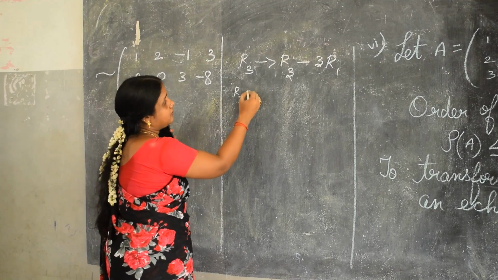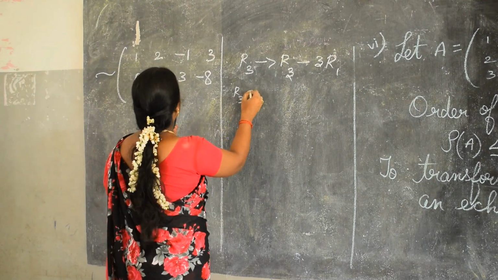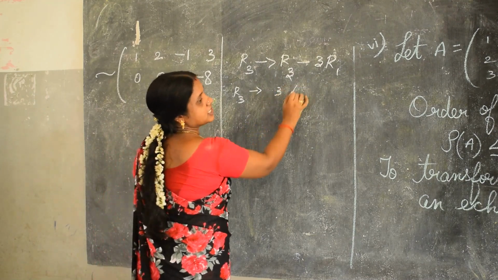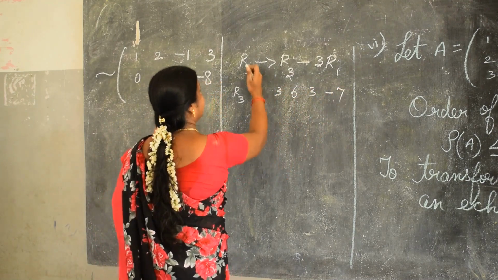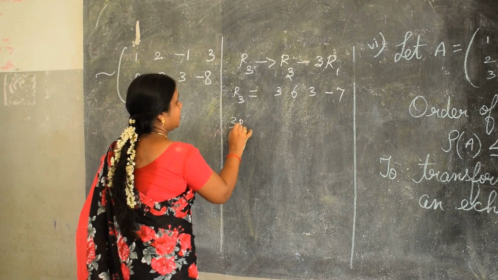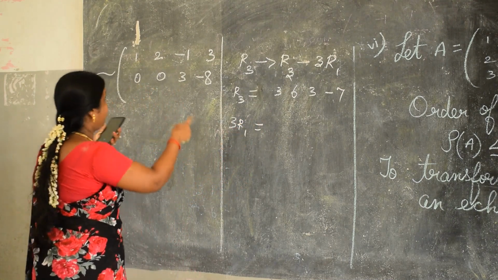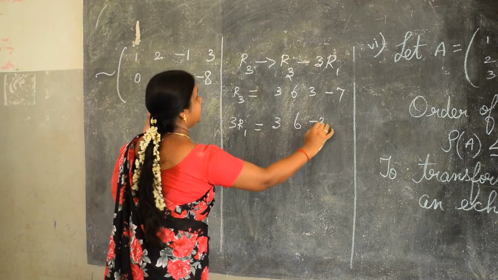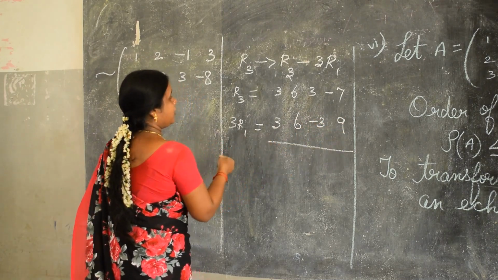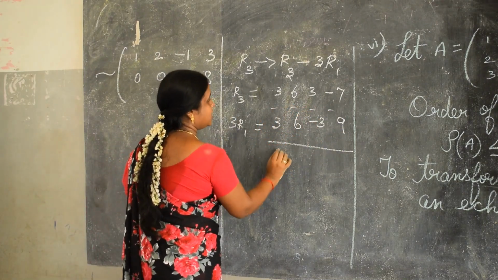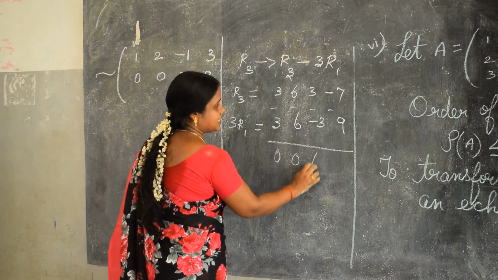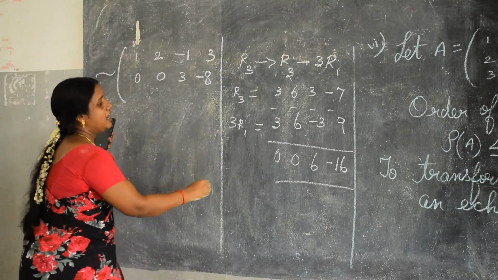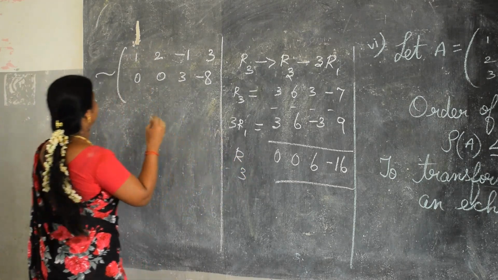What is our R3? 3, 6, 3, minus 7. 3R1 means you have to multiply R1 with 3. So 3, 6, minus 3, 3 3s are 9. Now you subtract. 0, 0, minus into minus plus 6. If you add this, minus 16. So our R3 is 0, 0, 6, minus 16.